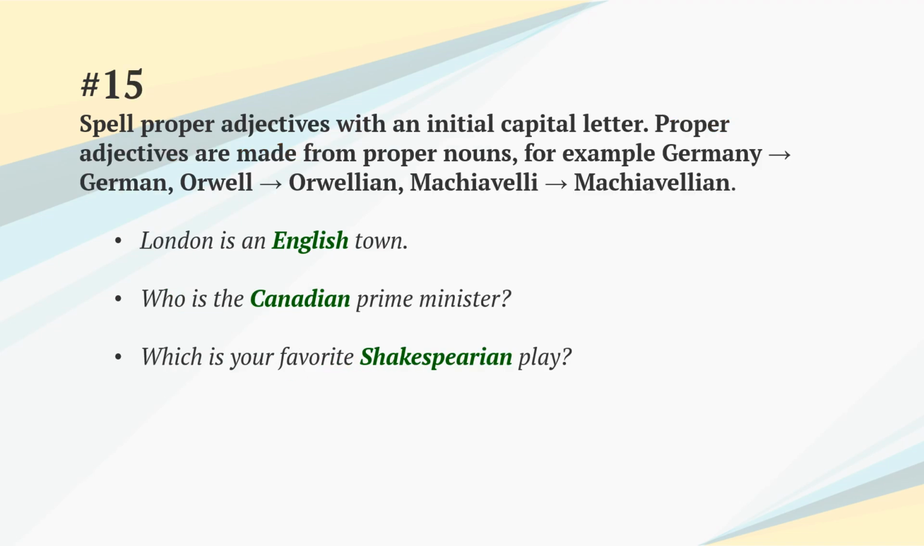Rule number 15. Spell proper adjectives with an initial capital letter. Proper adjectives are made from proper nouns. For example, Germany, German. Orwell, Orwellian. Machiavelli, Machiavellian. London is an English town.